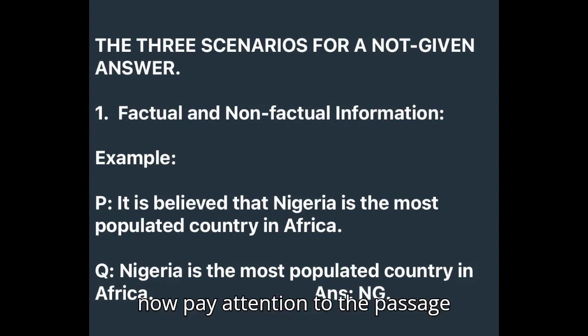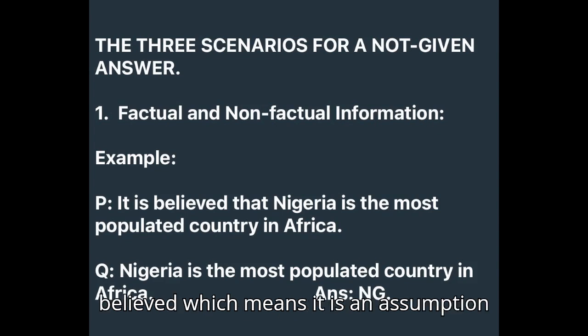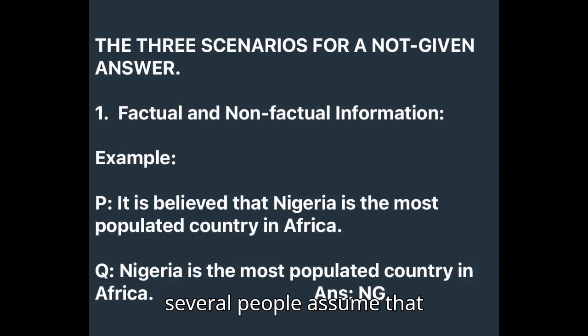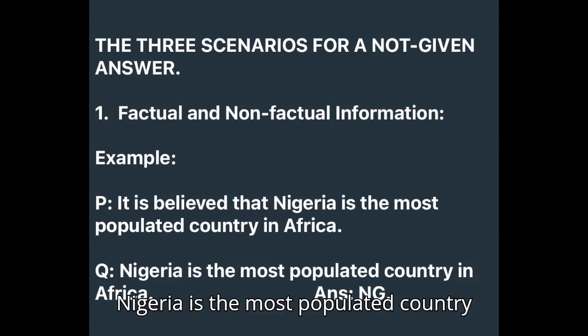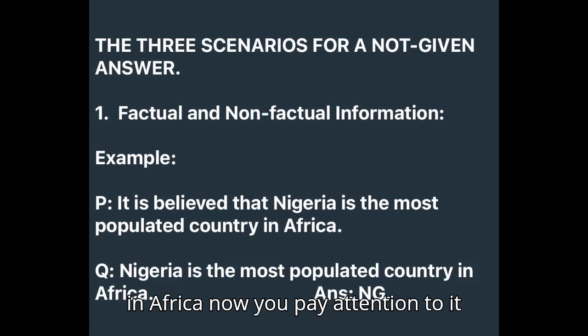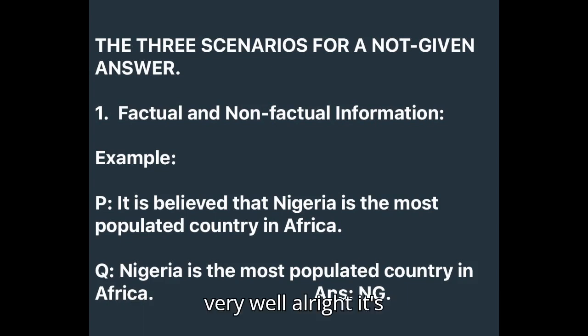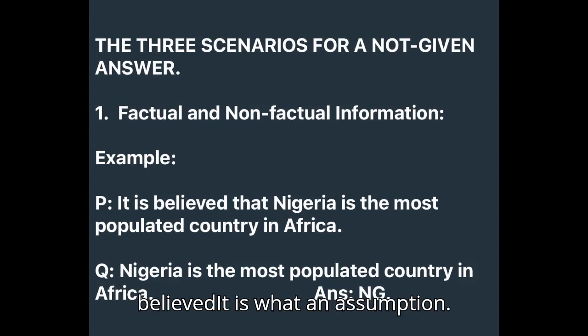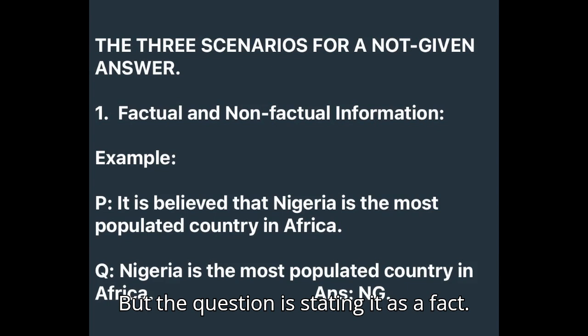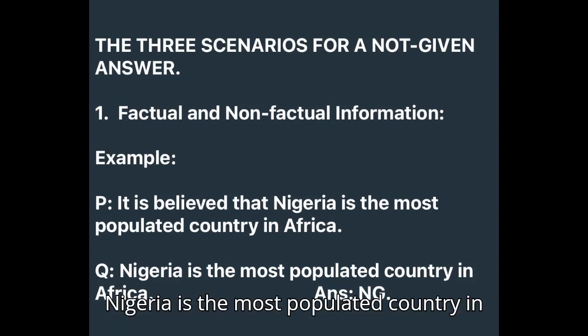Now, pay attention to the passage very well. The passage said it is believed, which means it is an assumption. Several people assume that Nigeria is the most populated country in Africa. You pay attention to it very well. It is believed. It is an assumption. But the question is stating it as a fact: Nigeria is the most populated country in Africa.